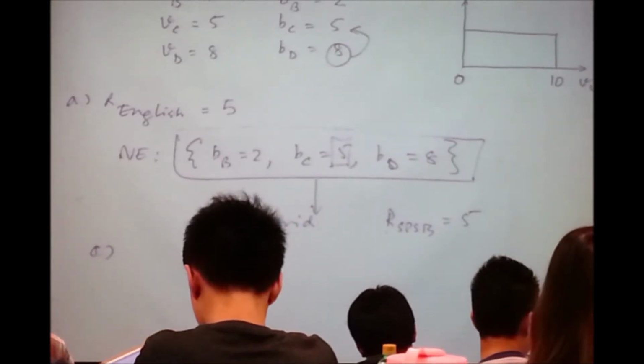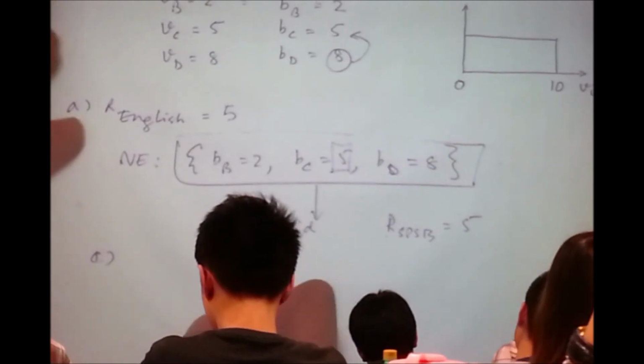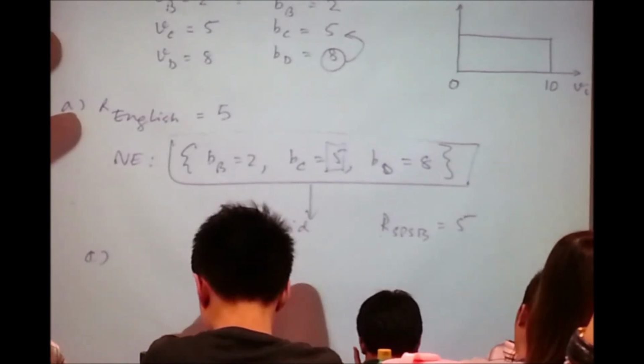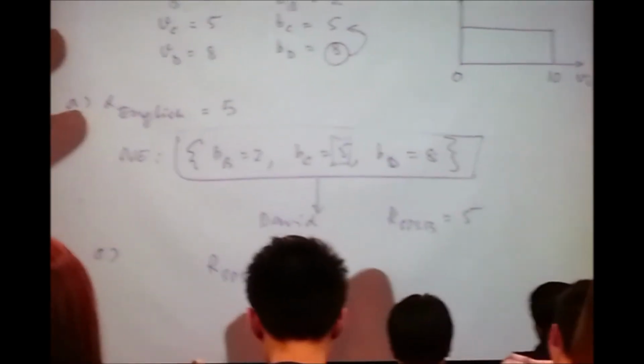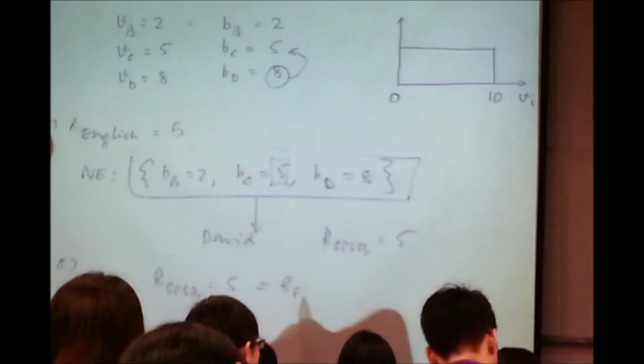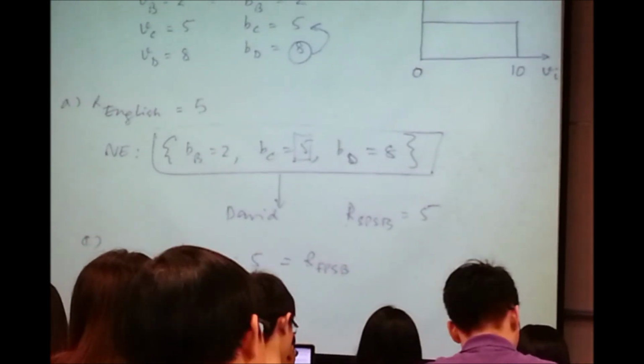Well, very simple. The revenue question is very easy to answer, I say. The revenue from a second price sealed bid auction is 5. By the revenue equivalence theorem, the revenue from a first price sealed bid auction is also 5. Correct?